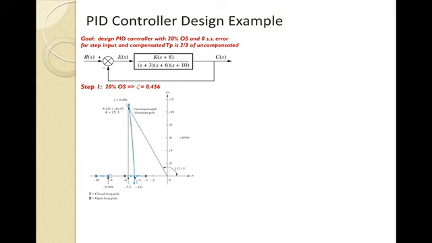So step 1, what did we do? We looked at our uncompensated system and kind of figured out where we're at. Our goal is 20% overshoot. That gives us a damping line of 0.456 as shown here. We can look at the open loop poles. We have one at -10, one at -6, and one at -3. We also have a 0 at -8. So those are our open loop poles and zeros.